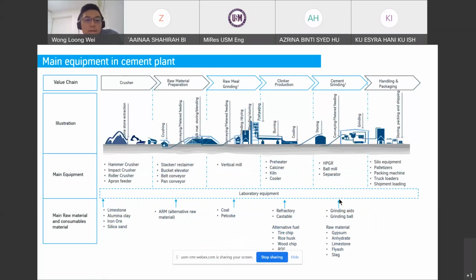In the quarry, we have different types of crusher. We have a hammer crusher, an impact crusher, a double roller crusher, and also a gyratory crusher. These crushers are normally very gigantic in size, and they produce with a capacity in the range of about 500 tons per hour. Some of the bigger crushers can go up to 1,500 to 2,000 tons per hour. So this is the crusher.